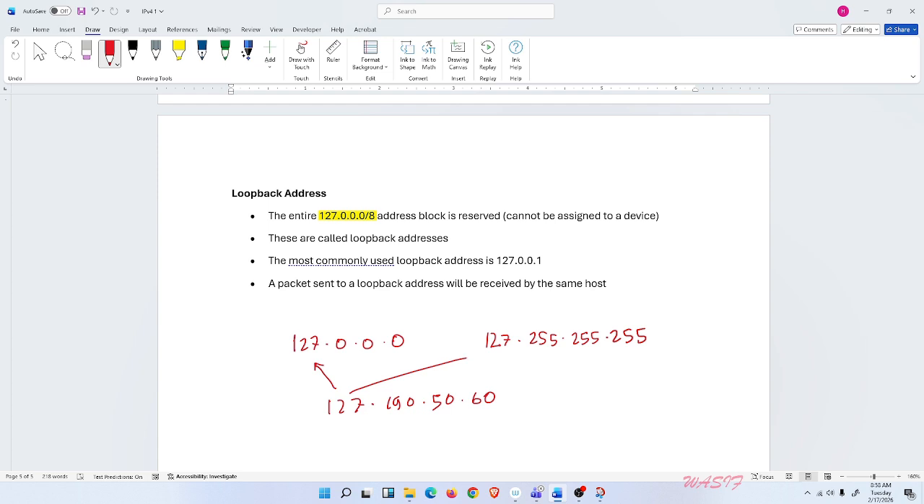127 matches with 127, all good. 190, is it between 0 and 255? Yes. 50, is it between 0 and 255? Yes. 60, is it between 0 and 255? Yes. So this falls in this range. So the entire block is the loopback address.